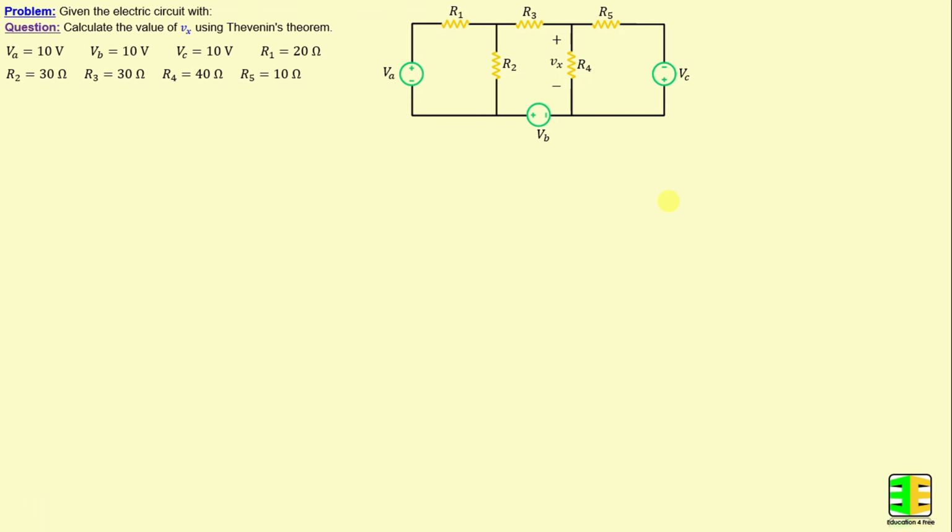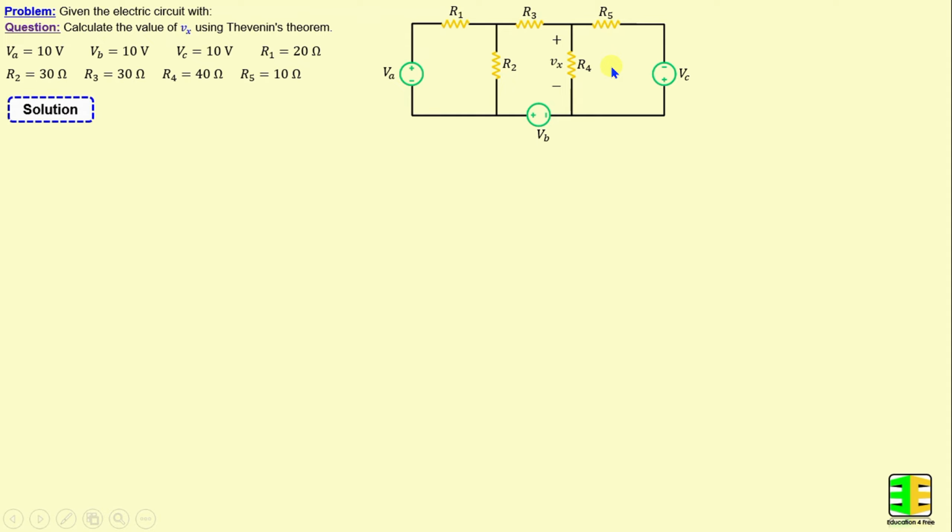Let's consider this network consisting of 5 resistors labeled R1 through R5 as well as 3 independent voltage sources VA, VB and VC. The question now is to calculate the value of Vx using Thevenin's theorem. Vx is the voltage across the resistor R4. Let's move on to the solution.